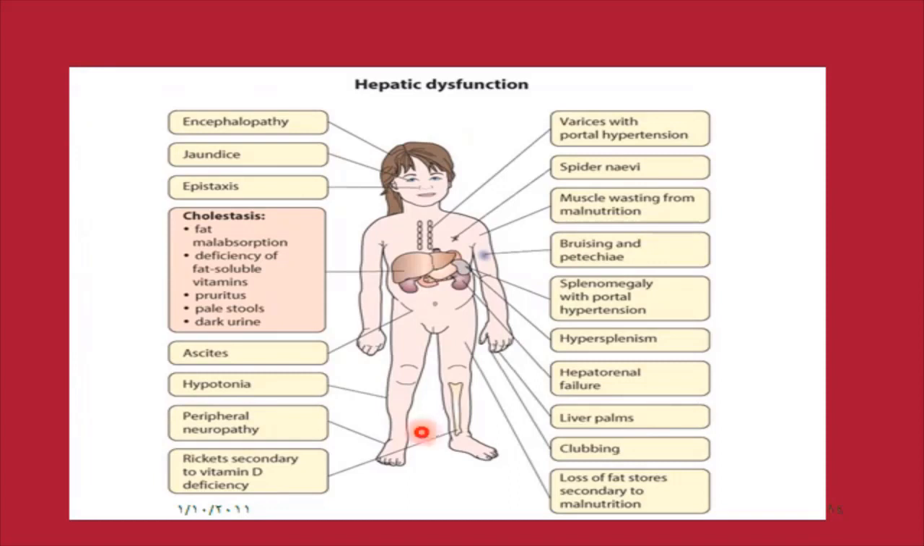This is a picture of what we see in patients with hepatic dysfunction or liver disease. All of these may be seen in patients with cholestasis if it is associated with chronic liver disease, including encephalopathy, jaundice, epistaxis, fat malabsorption and fat-soluble vitamin deficiency, ascites, hypotonia, peripheral neuropathy, and rickets. All these, splenomegaly, hypertension, hypersplenism, may be seen in patients with cholestatic jaundice.